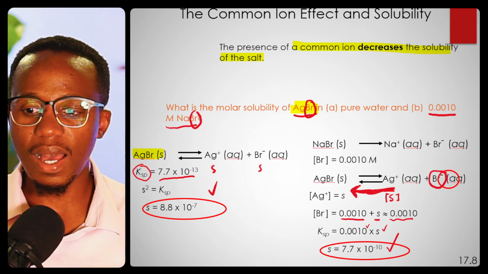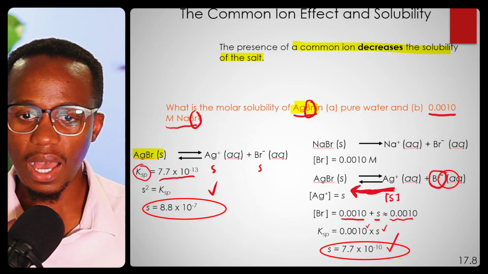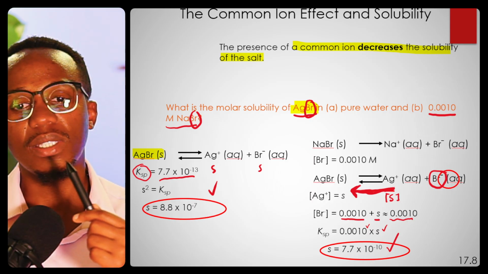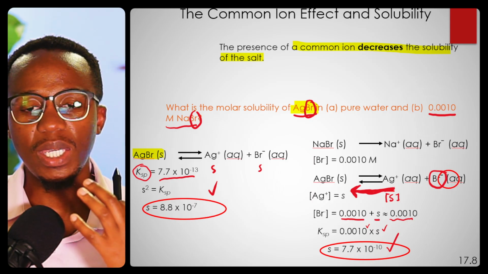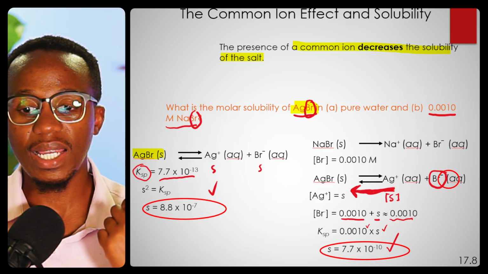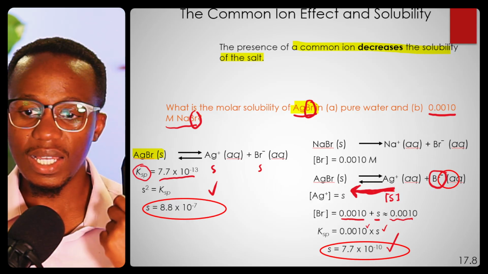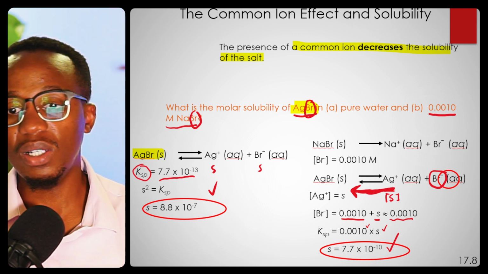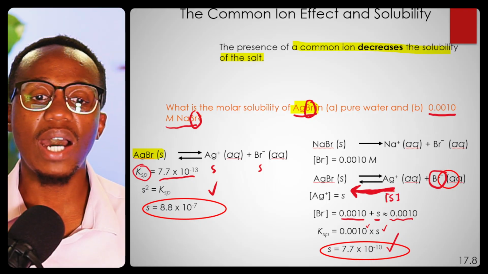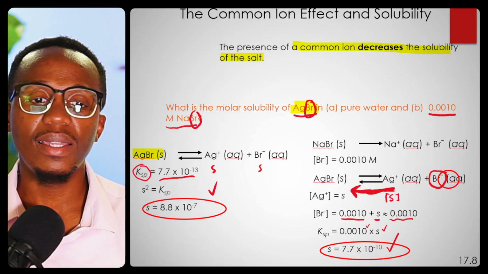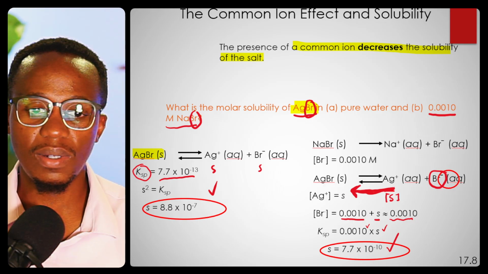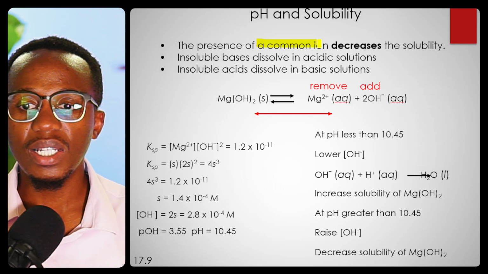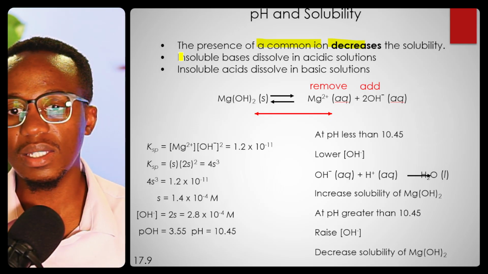Just as I was talking about how I will ask you, what's the pH of this? And then I will ask you how the pH changes when you add an acid, or how the pH changes when you add a base. It's the same story with this, right? I can ask you what's the solubility of this, and then I can ask you how it changes when you add a common ion. The presence of a common ion decreases the solubility. We already saw that, right?